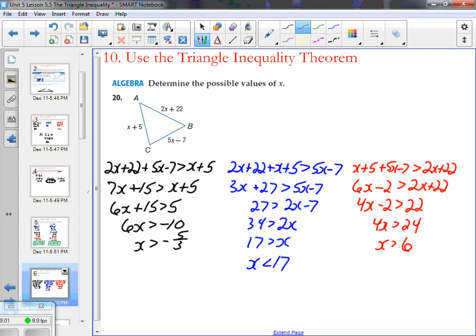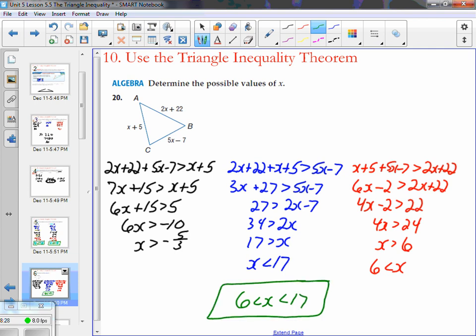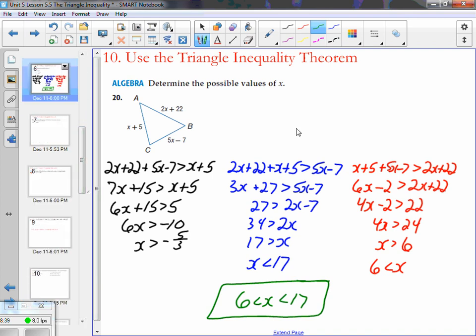We like less than for our compound inequality. 6 is less than x. So the x is greater than negative 5/3 doesn't come into play, does it? But those other two give us the range. So as a compound inequality, 6 is less than x, x is less than 7. Okay, any questions?